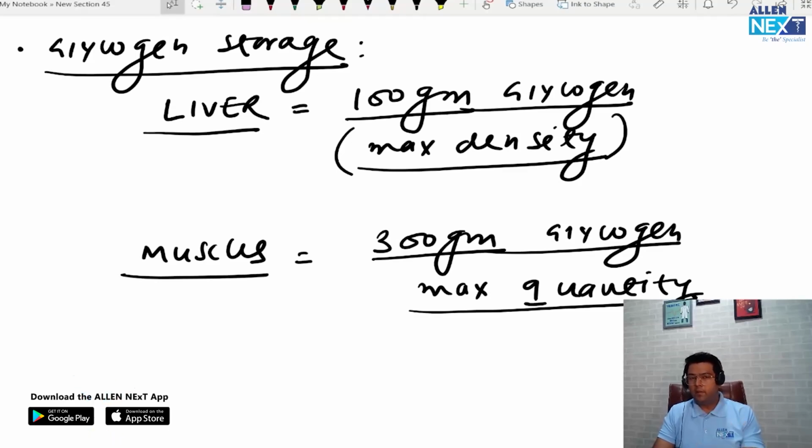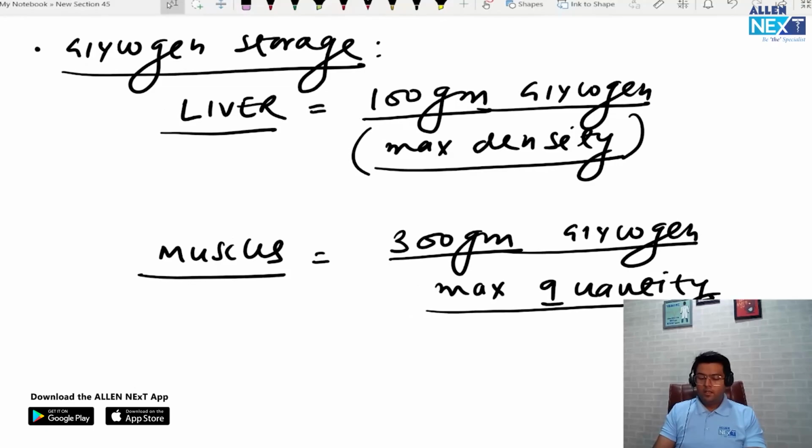A little bit is also in the kidney. You can find a little bit in some brain cells also, but it is almost insignificant. Kidney has a little bit significant value, but these are the two major organs, so we will stick to them. Glycogen storage.